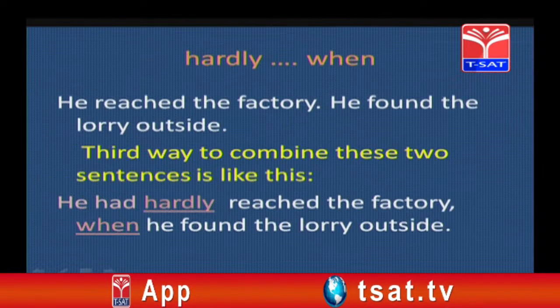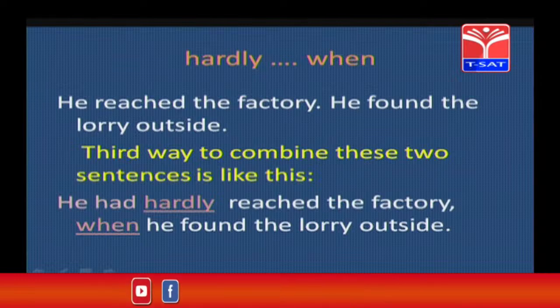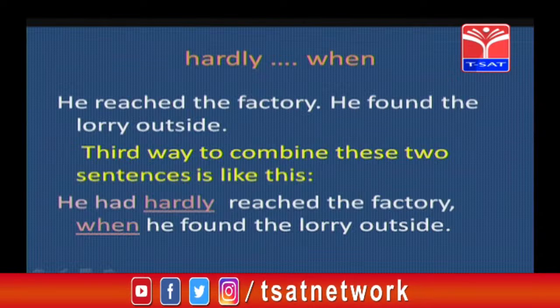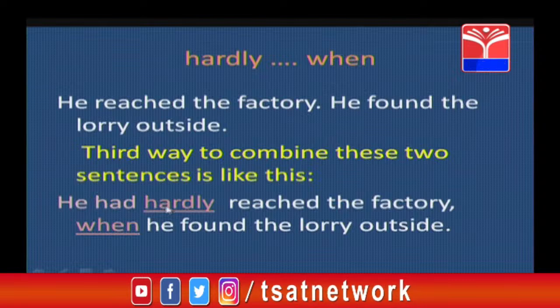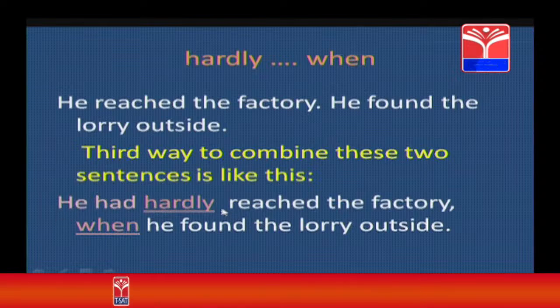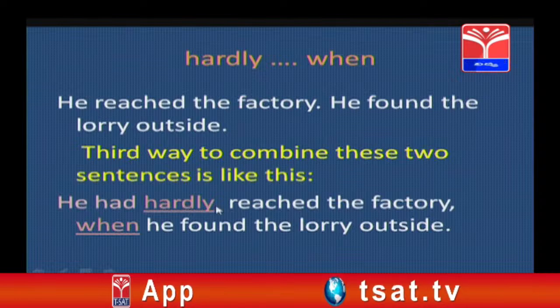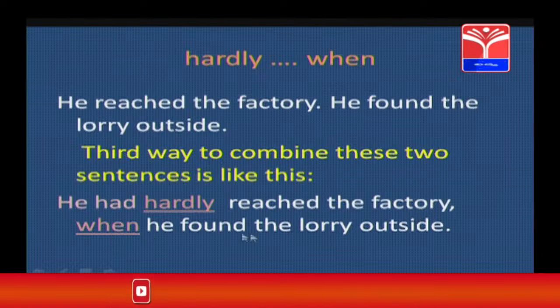He reached the factory. He found the lorry outside. Third way to combine these two sentences is like this. He had hardly reached the factory when he found the lorry outside. It is the same way as you have done in the second method. That is, you just keep had hardly after the noun or the pronoun in the first sentence. So, shall we read the sentence, children? He had hardly reached the factory when he found the lorry outside.